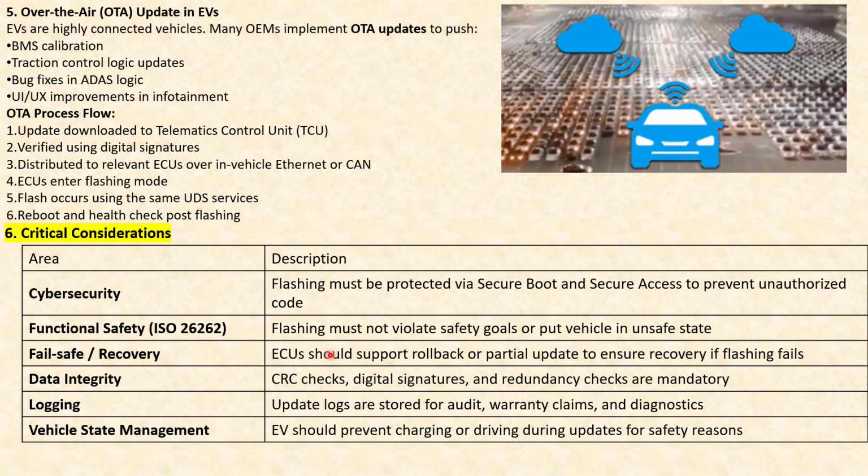All right. Now talking about logging, this is a very important consideration. Update logs are kept for audit, warranty claims, and diagnostics. Especially for future auditing or warranty claims, logging is extremely important. And last but not least, vehicle state management. The EV should prevent charging or driving during updates for safety reasons. Now this is something you must have observed even in your regular car. For example, Bluetooth connection cannot happen when the vehicle is running. You always have to halt the vehicle to connect the Bluetooth. Likewise, the EV should prevent charging or driving during updates for safety reasons.